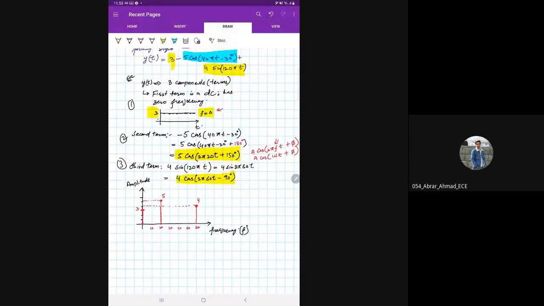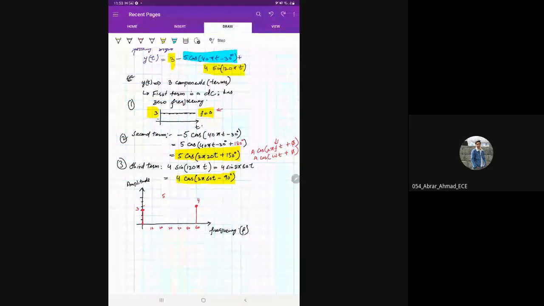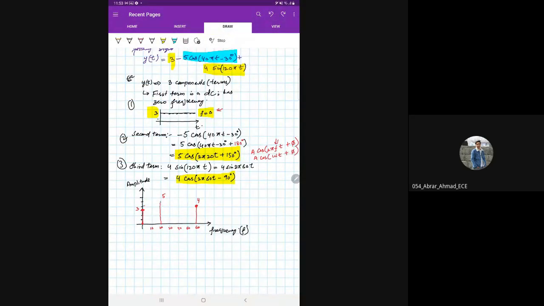These lines are not needed, but these lines are important.